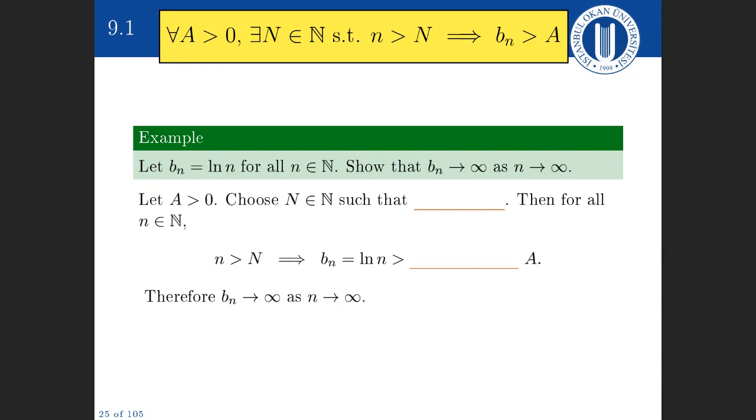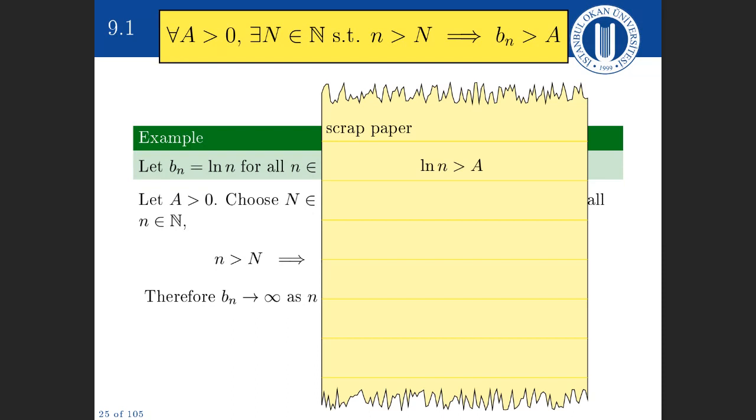So how do we fill in these blanks? What we need is a piece of scrap paper. What do we want to end up with? We want to end up with the natural logarithm of n is bigger than capital A. So I'm going to start by writing that on my scrap paper. I want to have the natural logarithm of n is greater than A, and I'm going to play around with this inequality.